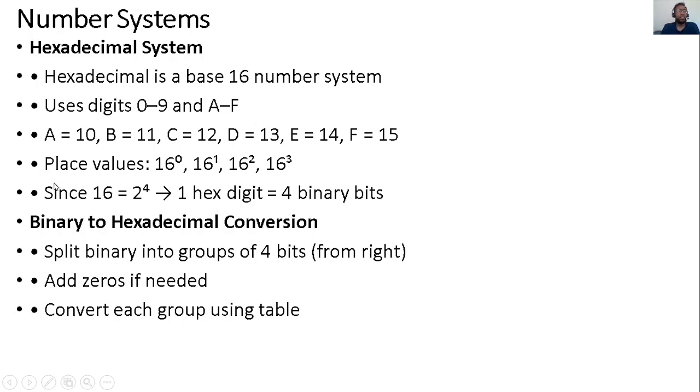Since hexadecimal is the base 16 number system, and binary is a base 2 number system, base 2 to the power 4 gives us the hexadecimal number system. What does it represent? It represents that one hexadecimal digit gives us 4 binary bits. Got it? Four binary bits make one hexadecimal digit. It means we can directly convert them to each other. So let's figure out how.